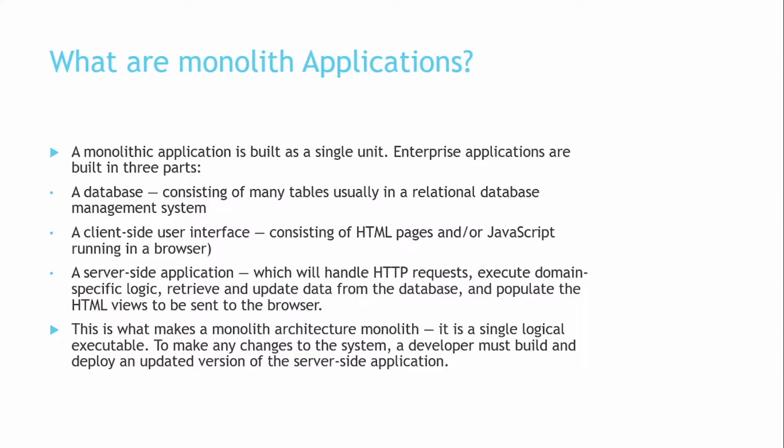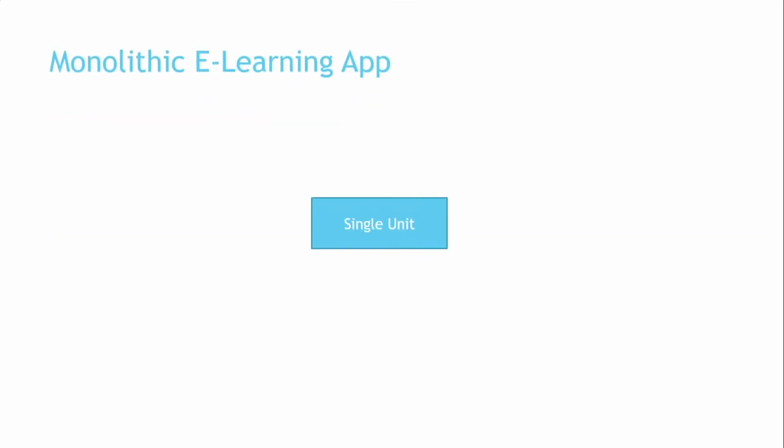To make any changes to the system, a developer must build and deploy an updated version of the server. So basically, if we want any changes or any new upgrade in our application in the monolithic architecture, we need to build the whole application once again and deploy it to the server once again. This is the drawback. Anywhere you want to make a change, we have to create a separate copy of that application and then redeploy. So that's why this is a monolithic application.